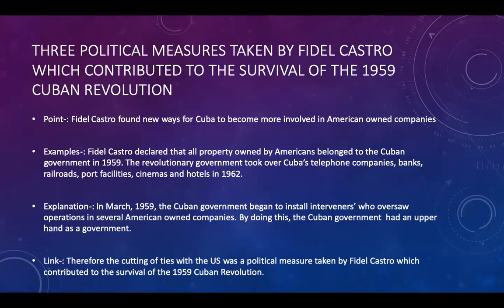And now, Haley, wait, before you continue, just to give the examiner a little more background information to the cutting of ties, would you not include how the U.S. would have responded to the Cubans? This is good enough, you know. This is good enough to give you the 3 out of 3. This is good enough.